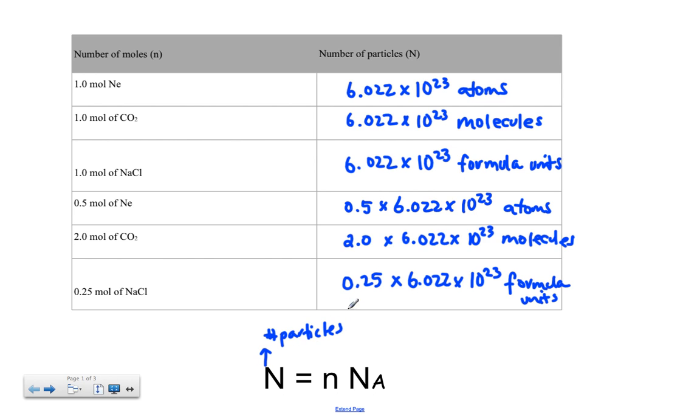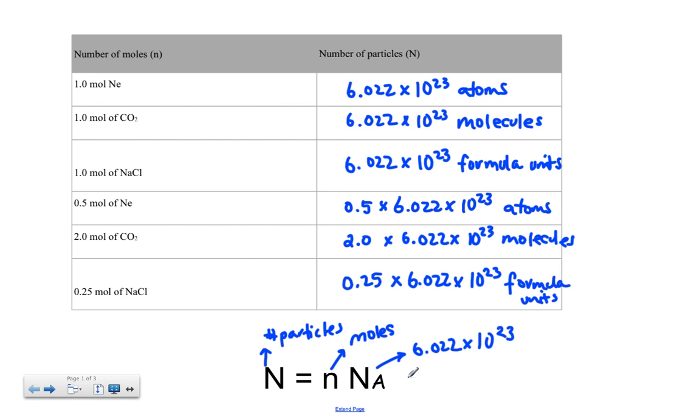And this can be atoms, it can be molecules, or it can be formula units, depending on what we're counting. Small n is the variable that we use to represent the moles that we have. And moles is just short for molecules. It's a way of counting. And then this symbol here is representative of Avogadro's number, which is 6.022 times 10 to the 23. And this is the number of particles per mole.